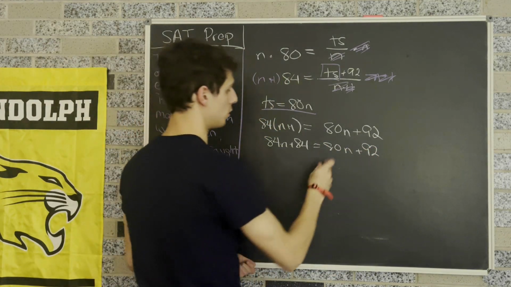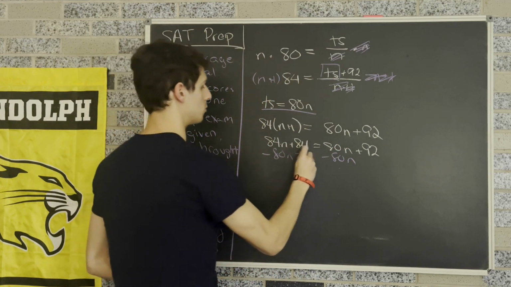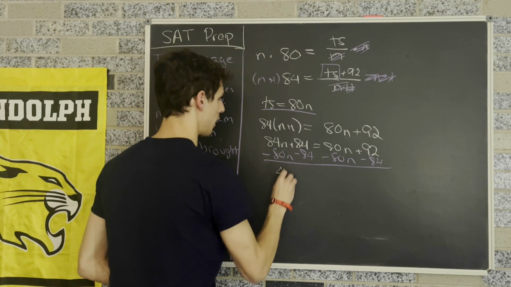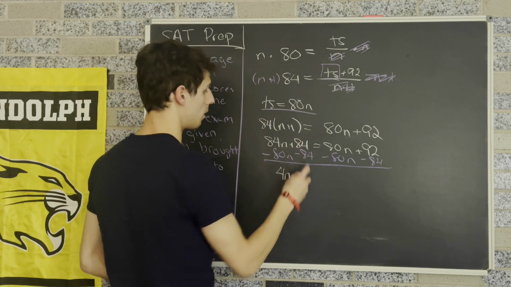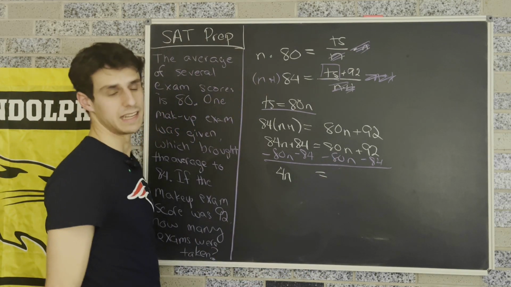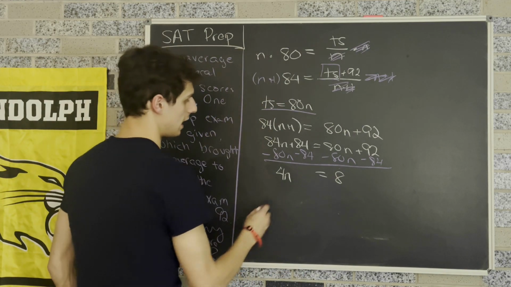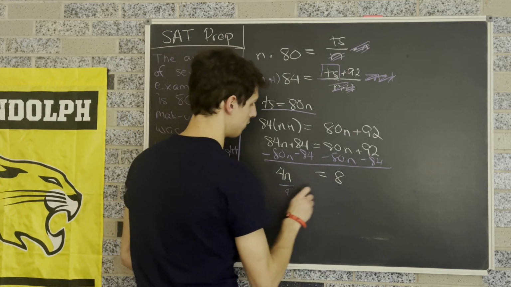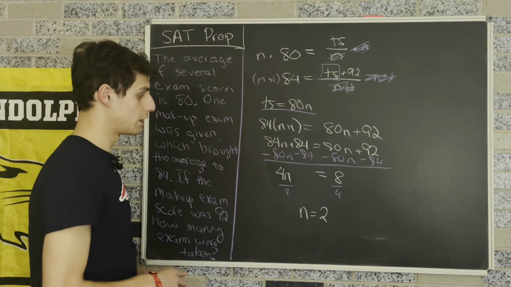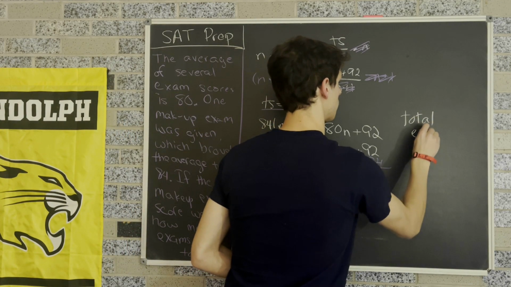And now subtracting both sides by 80n, and then also subtracting both sides by 84. So we do 84n minus 80n, that gives us 4n here. 84 minus 84, that gives us 0. So we have 4n is equal to, 80n minus 80n is 0, 92 minus 84, that's 8. And now we have 4n equals 8, divide both sides by 4, and we get that n is equal to 2.